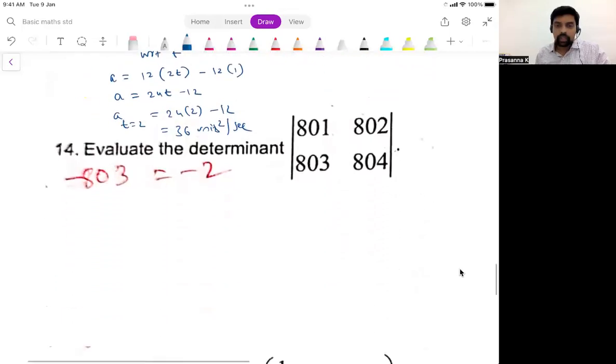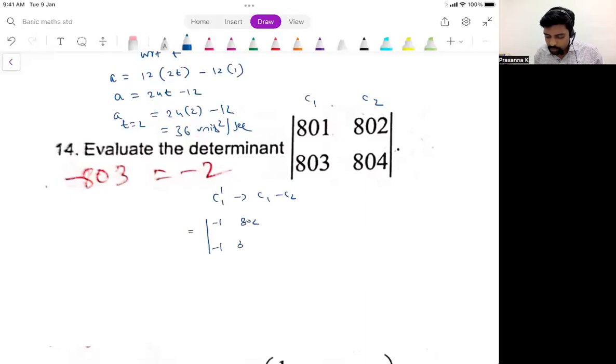14th question. The 14th question is evaluate the determinant 801, 802, 803, 804. The easiest way to evaluate this is to do any operation, either column operation or row operation. I will do C1 changes to C1 minus C2. If I do that, I will get minus 1, 802, minus 1, 804. Then you evaluate this. So if you evaluate this, you will get minus 804, minus into minus is plus 802, you will get minus 2.